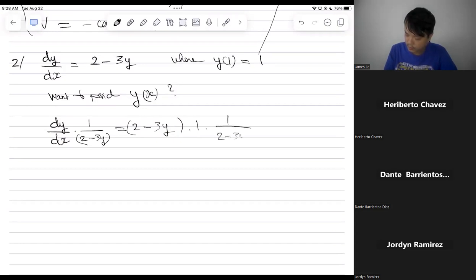And multiply both sides by dx. So you can cancel out dx on one side, and on the other side you can cancel out 2 minus 3y. So the left hand side is dy over 2 minus 3y, and the right hand side is only dx.